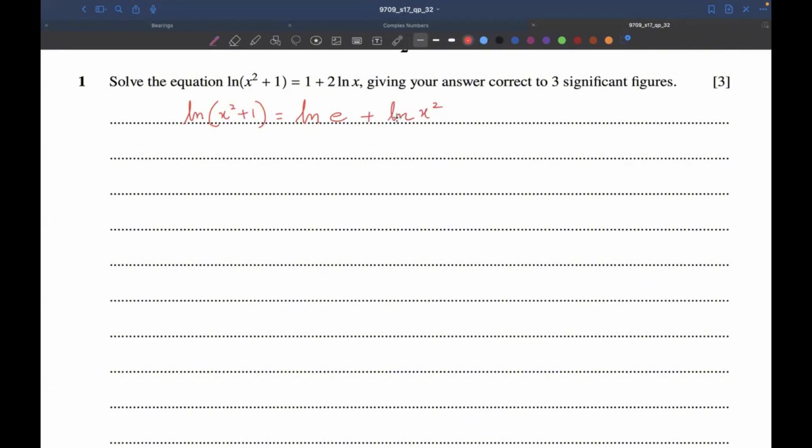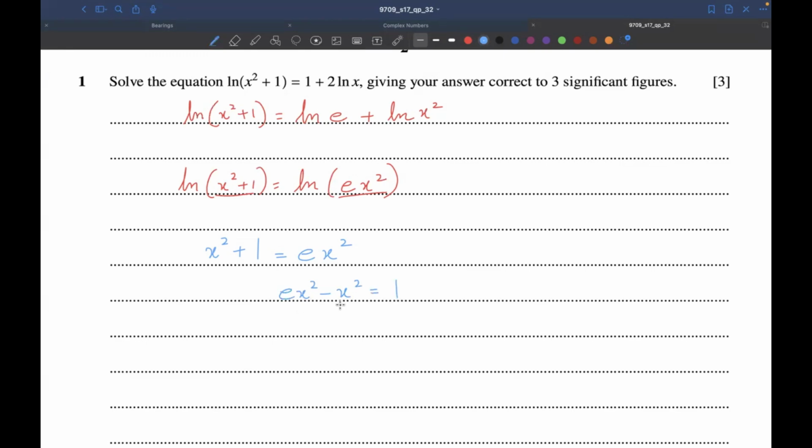As they are adding, we can write it as ln of (x squared plus 1) equals ln of e multiplied by x squared. So that will become ln of e x squared. And then we can just equate both the sides. So we will get x squared plus 1 equals e x squared. Now, e is like a constant. So to solve this equation, we can write it as e x squared minus x squared equals 1.